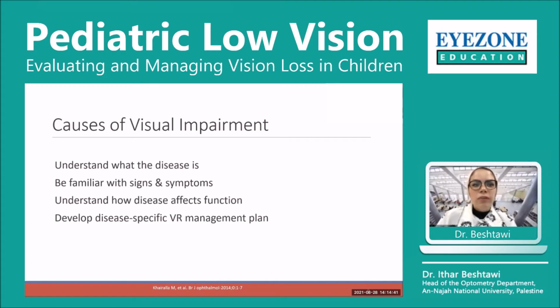Actually, it is very essential to identify the pathology behind visual impairment. Not only is it needed to consider whether medical treatment is required or not, but also to understand how the disease affects the visual functions and to ultimately develop the disease-specific visual rehabilitation management plan.